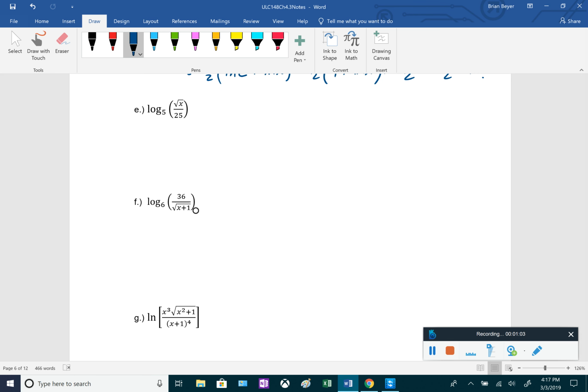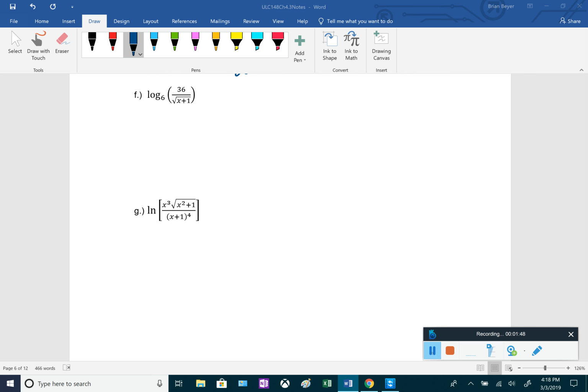Okay, I'll do a couple more here. Log base 5 of square root of x over 25. So let's do the quotient rule first. So it's going to be log base 5 of square root of x minus log base 5 of 25. So log base 5 of the square root of x, that's x to the 1/2. And I'm going to do the power rule for the first term, log base 5 of x to the 1/2. Drop down the 1/2, that's 1/2 log base 5 of x. Log base 5 of 25, that's saying 5 raised up to what power equals 25? That would be 2, because 5 squared is 25. So that's the expanded version.